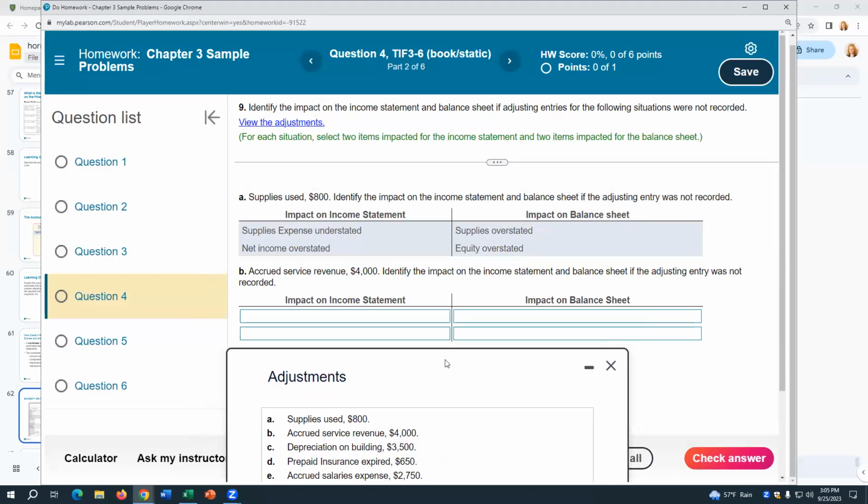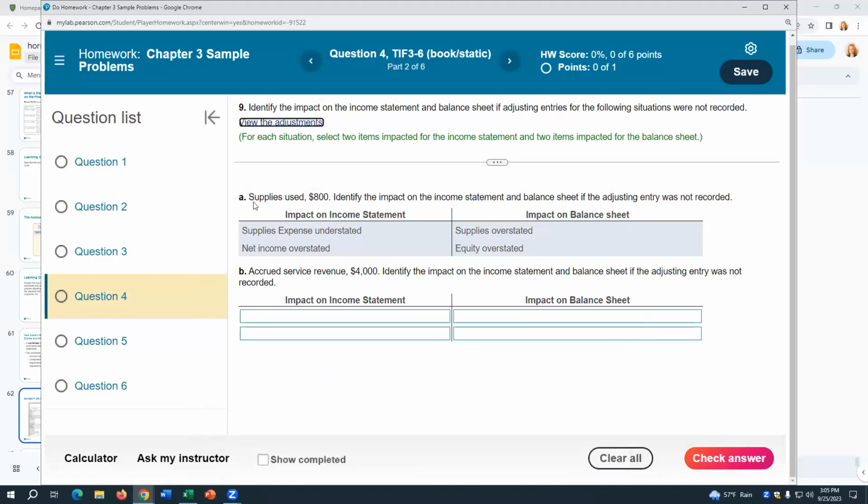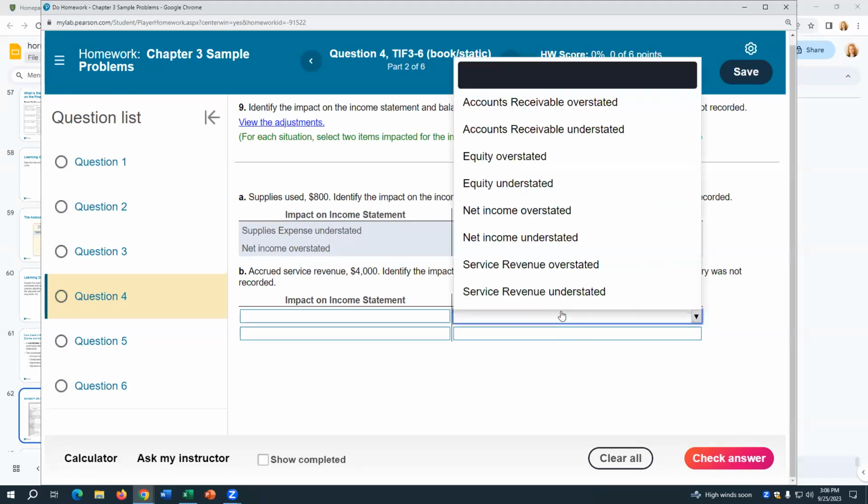Okay, so now we've got accrued service revenue. I'll just delete that since it tells us here. Accrued service revenue of $4,000. Remembering that an accrual is a fancy way of saying that we have an accounts receivable sitting out there for $4,000 that has not been recorded. So what does that mean for our, let's see, how are they categorizing that? For our receivables, what does that mean if we haven't recorded that accrued service revenue?